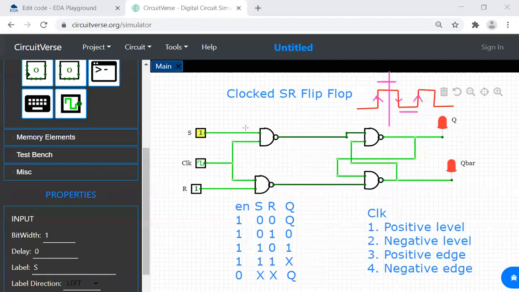So now let us do the coding for this. This is with respect to the clocked SR flip-flop. When I speak about positive level and negative level, you can assume it to be a latch. Latches are level triggered. Flip-flops will be edge triggered. That is one difference.